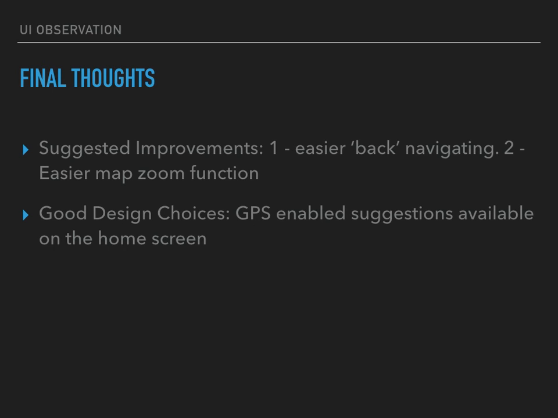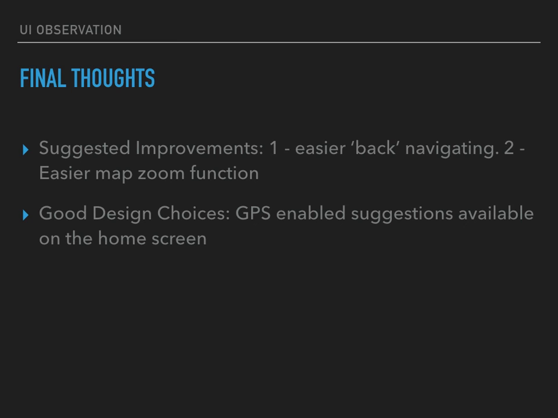And then the second thing would be the zoom function. At this point, you have to use your thumb and forefinger to zoom into a map. You're not really supposed to use these while you're driving, but stuff happens. I feel like there's a little easier way, maybe a slider or something that would help with that.